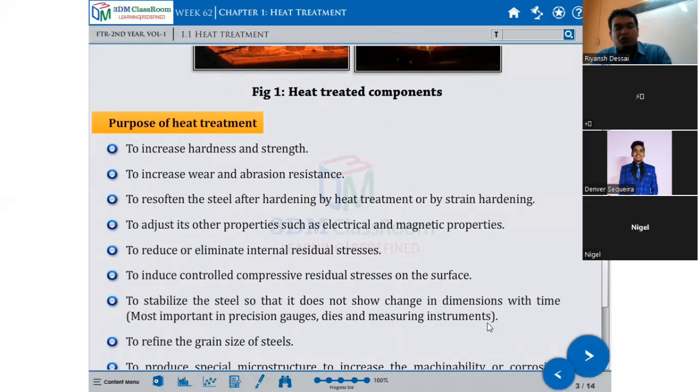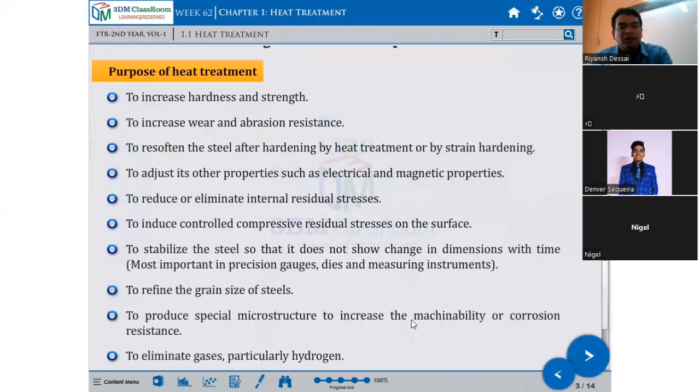At the same time, most important are the processing gauges, dies and measuring instruments. For gauges, the go and no-go limit gauges have to be heat treated so the dimension is sure, for dies and measuring instruments too. Also, heat treatment is done to refine the grain size of steel. Inside the crystal structure, the grain size will be refined.